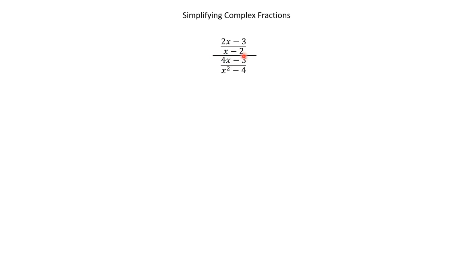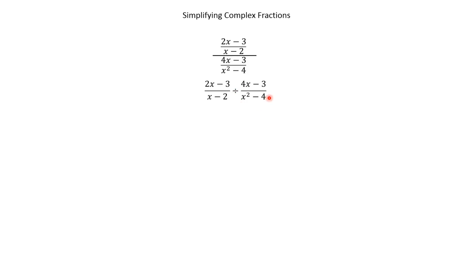Well, this fraction is just division. That's all it is. We could rewrite this as 2x minus 3 over x minus 2 divided by 4x minus 3 over x squared minus 4. These mean the same thing. And that's why I think that this topic really should have been in yesterday's topic when we were working on multiplying and dividing fractions. But for whatever reason, it's here. But that's okay because we already know how to do this.